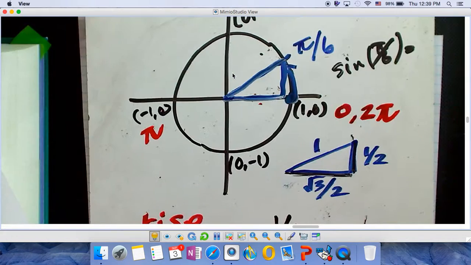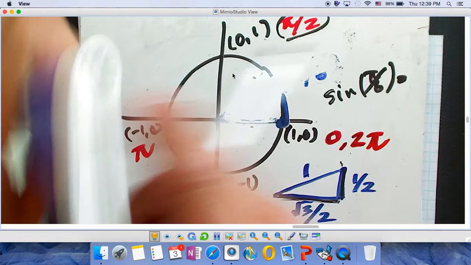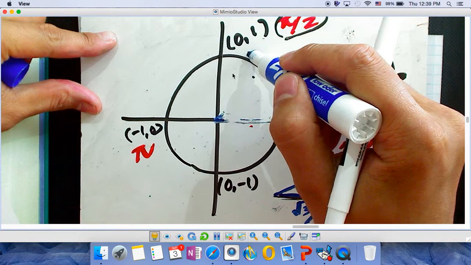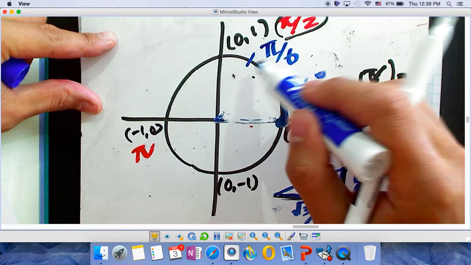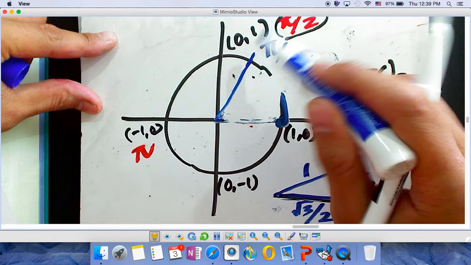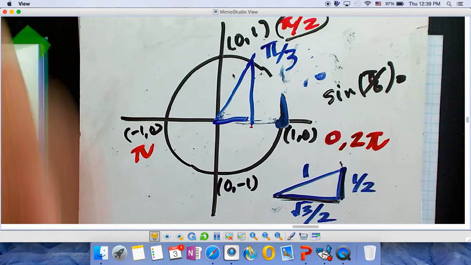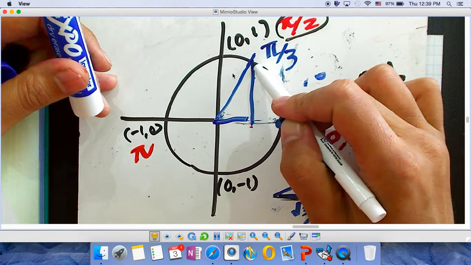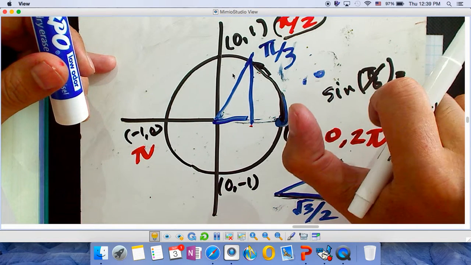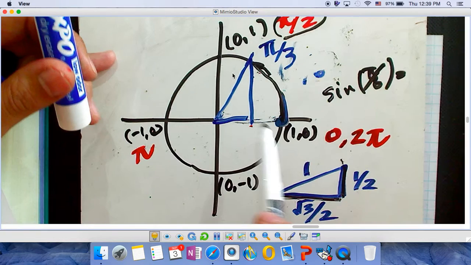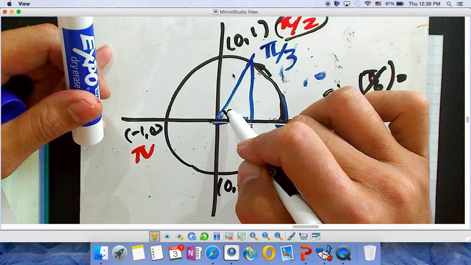Likewise, if you keep doing the same thing, how about pi over 3? Pi over 3 will be somewhere over here. What triangle do you see at that point? Right here, I mean pi over 3. What triangle do you see? That is another half of an equilateral triangle, but the shorter leg sits on the x-axis. So the angle it makes right there is 60 degrees.